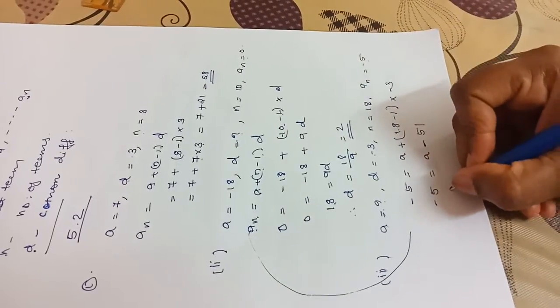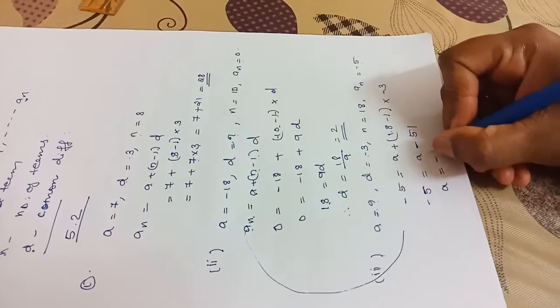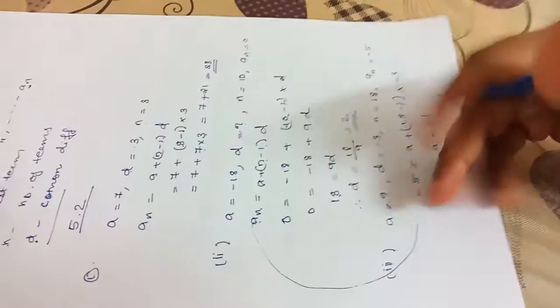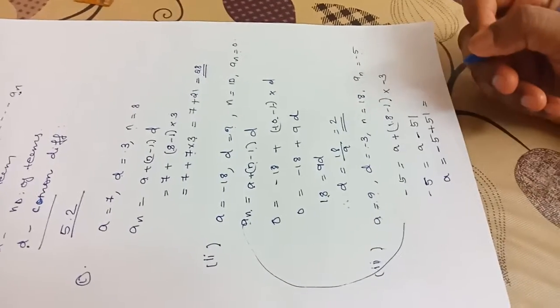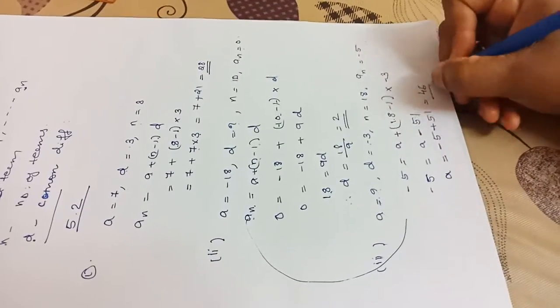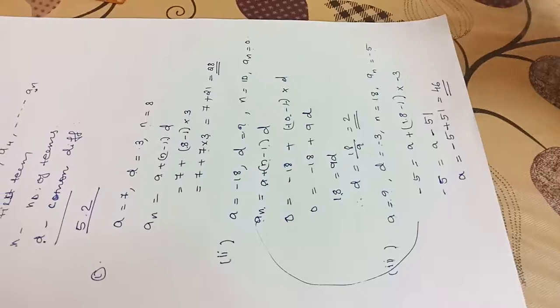So we want to calculate a. Along with this minus 5, I am taking this minus 51 onto the opposite side. So minus 51 comes here as plus 51. So minus 5 plus 51 is equal to 46. Now you got a is equal to 46. You can give the value in the table.